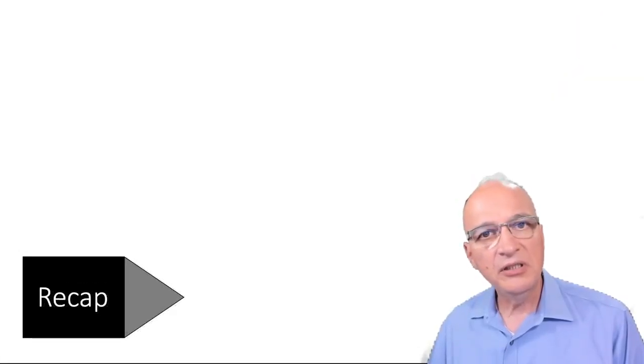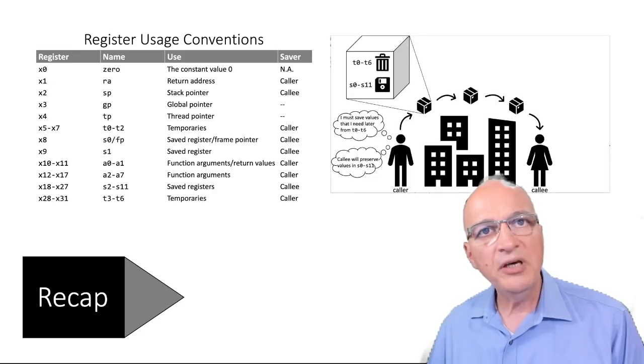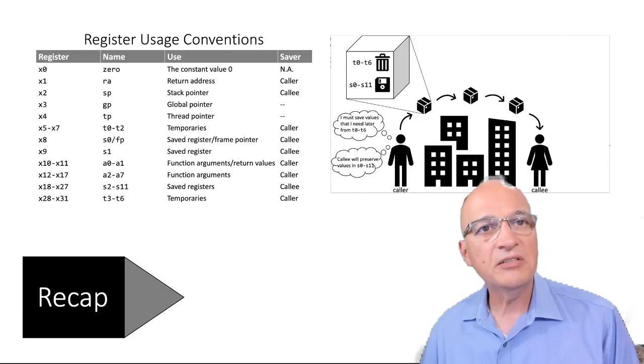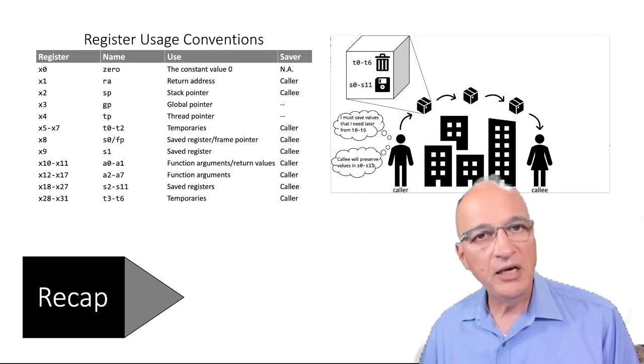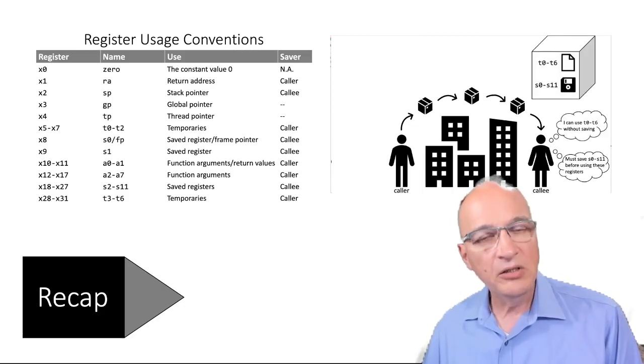So as a recap, let's see what we learned in this part of the lecture. We have learned about the register usage convention: the caller will expect the registers S0 to S11 to be preserved, and will expect that the values in T0 to T6 and also A0 to A7 can potentially be changed by the callee. And the callee on its part will say that T0 to T6 are blank registers that it can use at will without saving. But if it uses one of the saved registers, it must save them before using them.